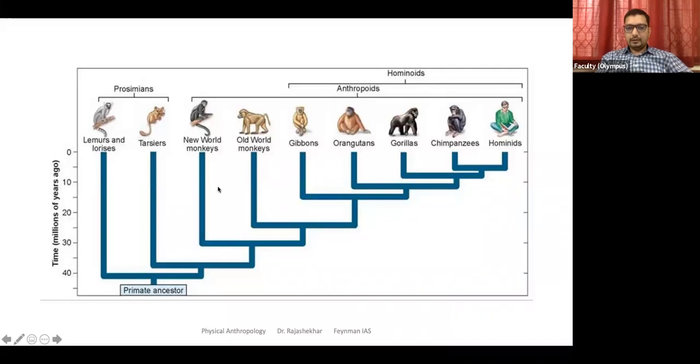Like that, we create this tree called a phylogenetic tree. Nowadays, we use genetic sequences for similarities. Otherwise, morphological features have been used, but nowadays we use sophisticated genomic sequences for this.